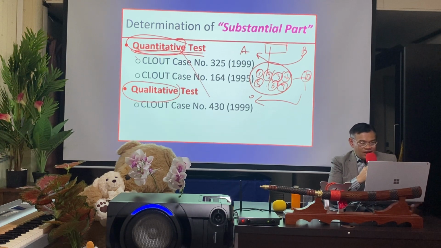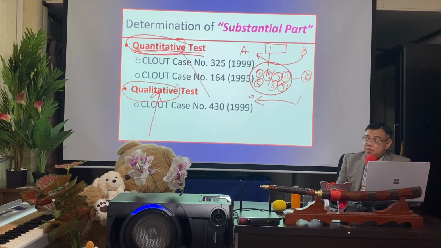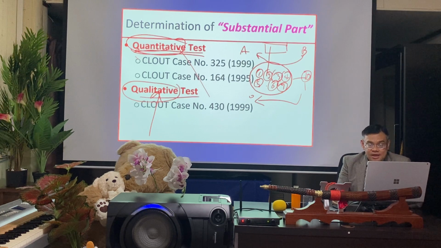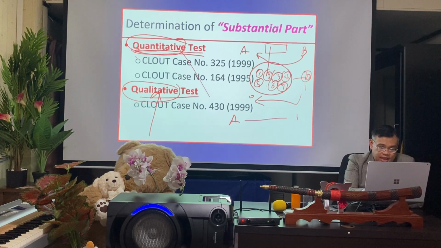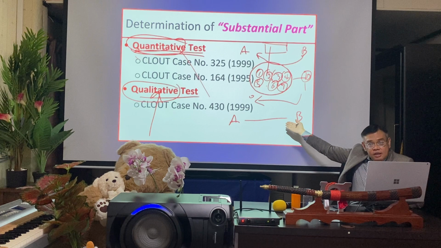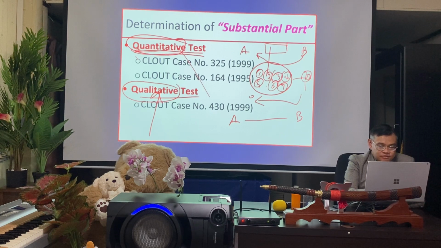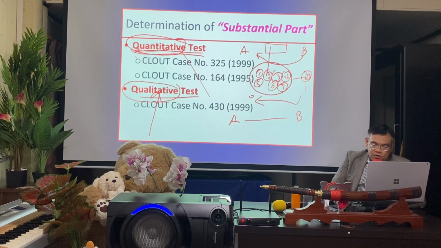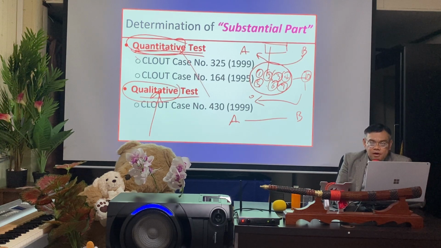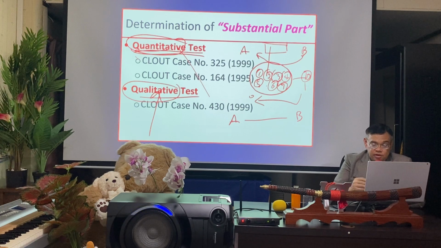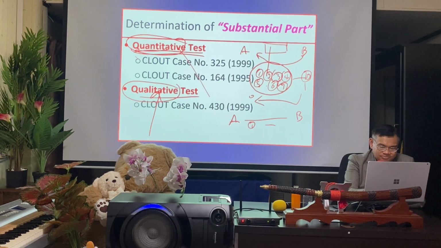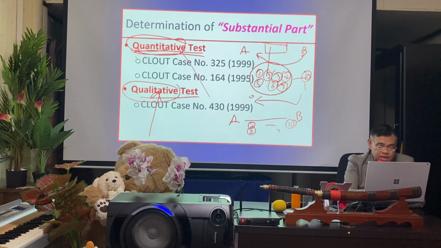But sometimes we also resort to the qualitative test. That means not just quantity but quality. Again, the contract is made between A and B, whereby A engages B to produce the goods for A, and those goods require material. Let's suppose that the contract requires material number 1 to number 10. A supplies just material number 1 and number 2, while B provides material number 3 to 10.